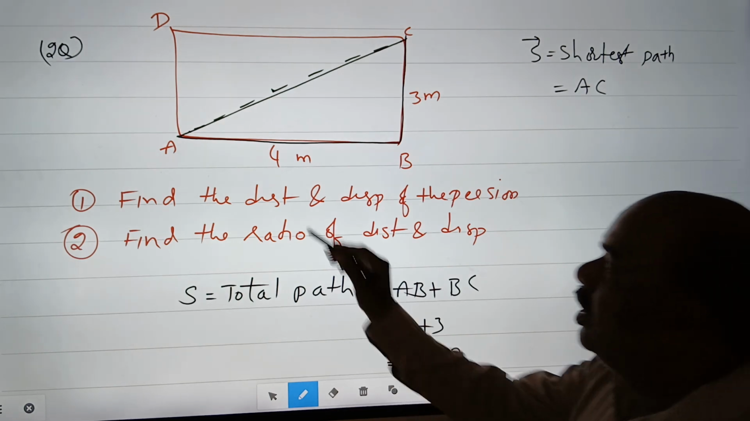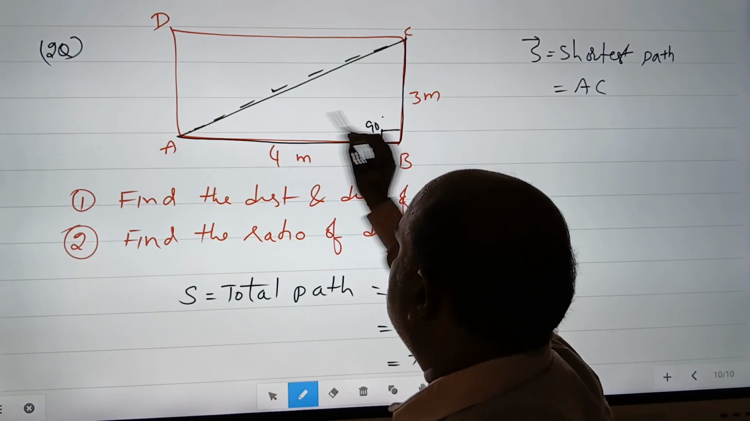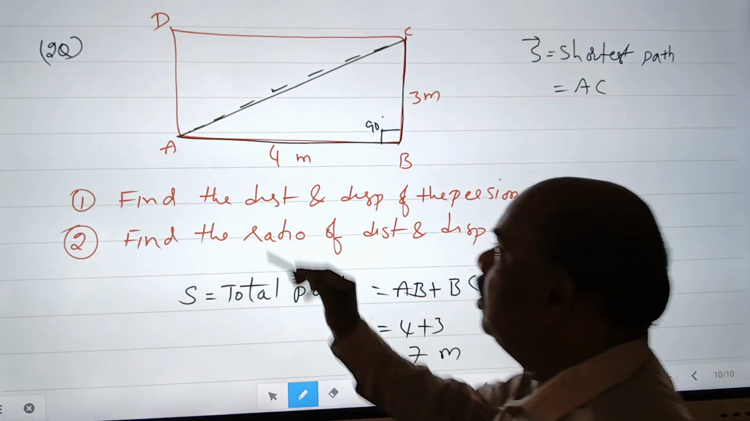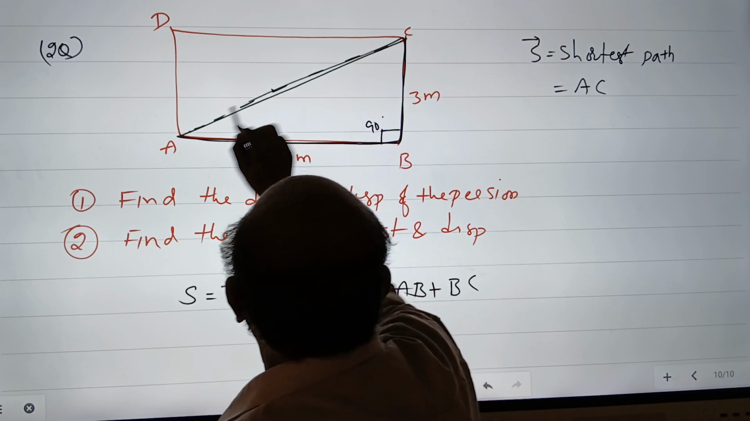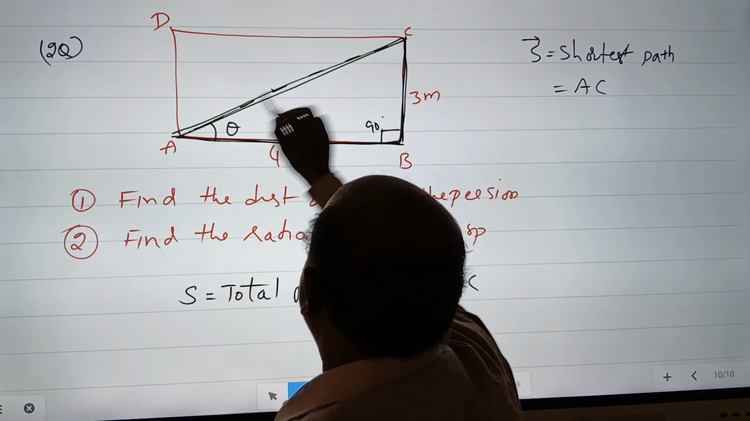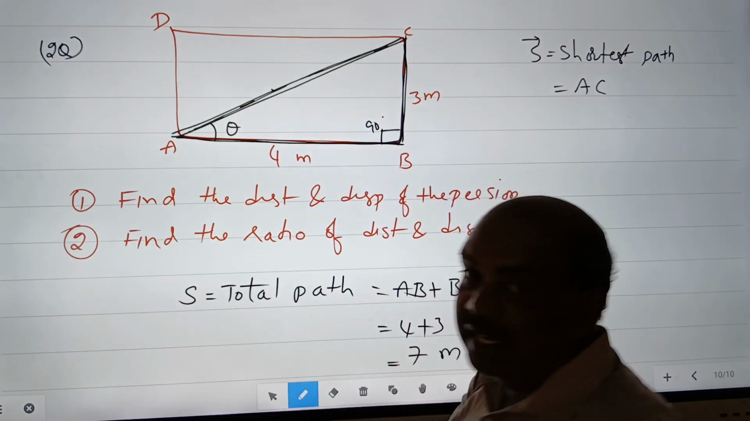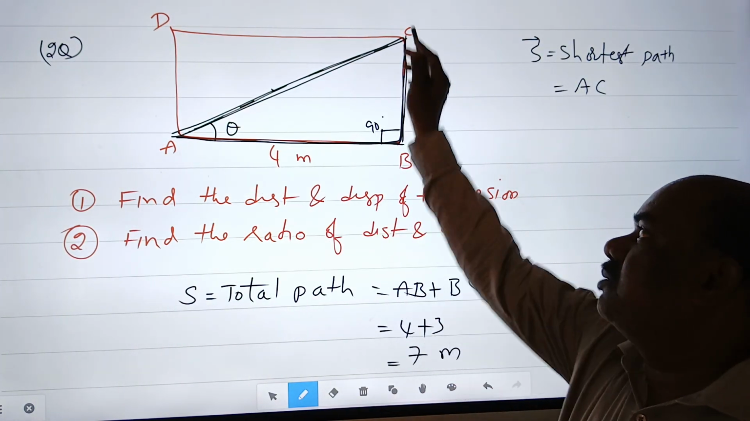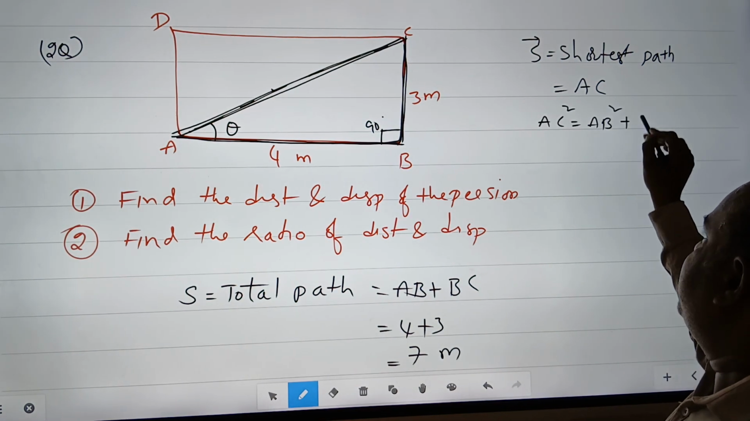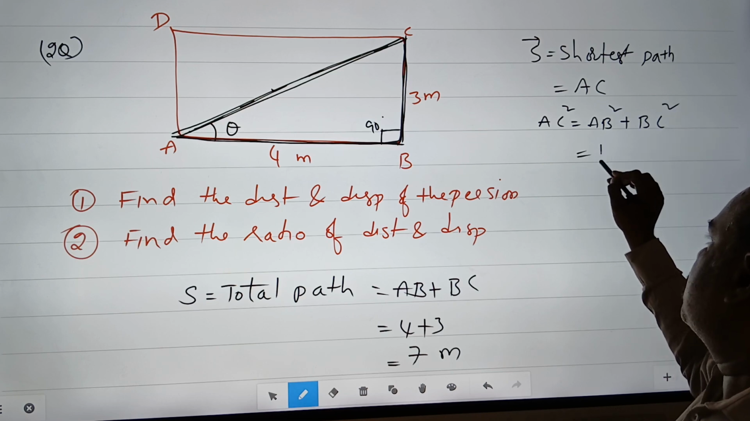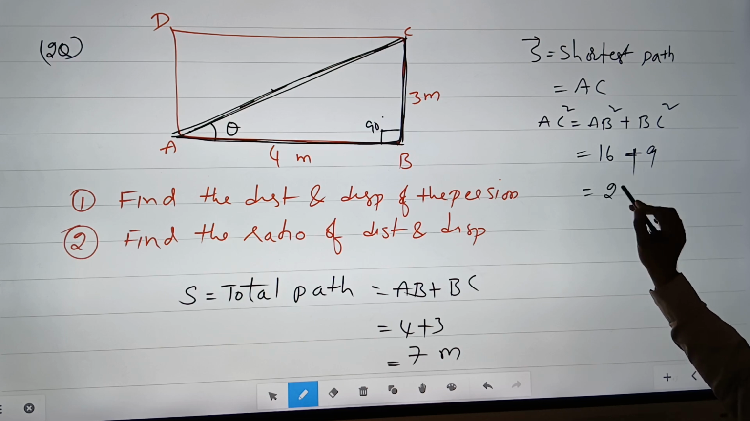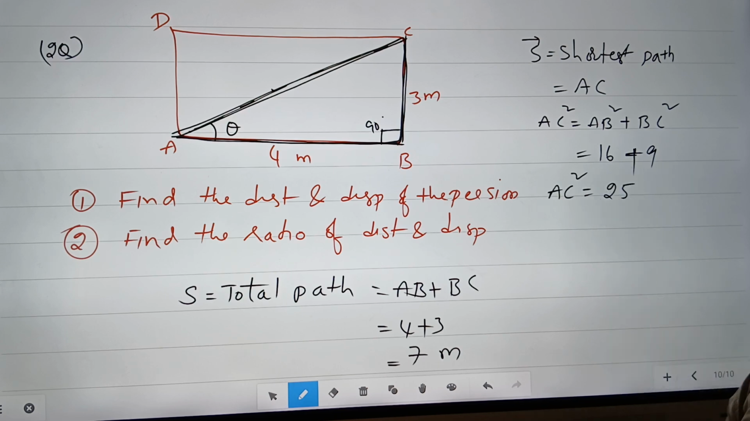So A to C. Now you know very well this is 90 degrees. So this is a triangle. If any one angle is 90, that is a right angle triangle. So this is a right angle triangle. Now this is theta. This is the opposite side. This is the adjacent side. This is the hypotenuse. You can write it as Pythagoras theorem. AC square equals AB square plus BC square. So AB square how much? 4 square, 16. BC square, 3 square, 9. So 16 plus 9, 25. This is AC square. But we don't want AC square. We want AC.